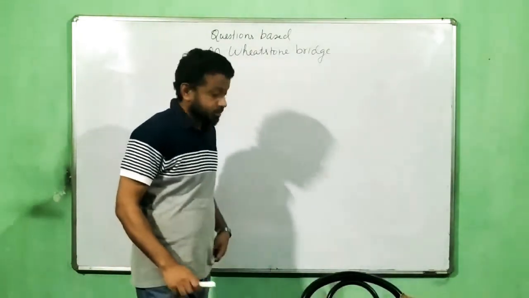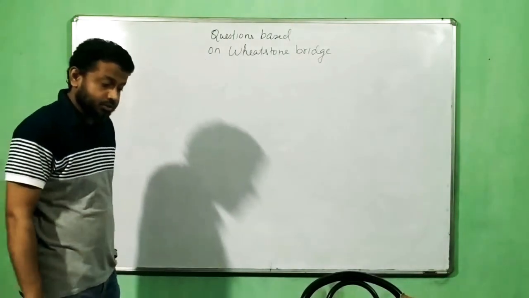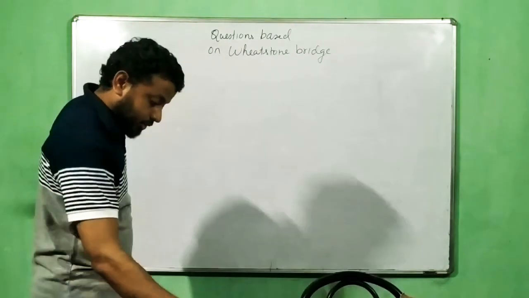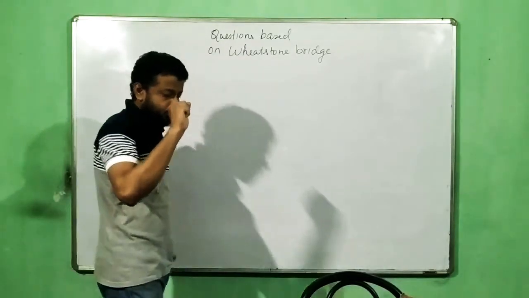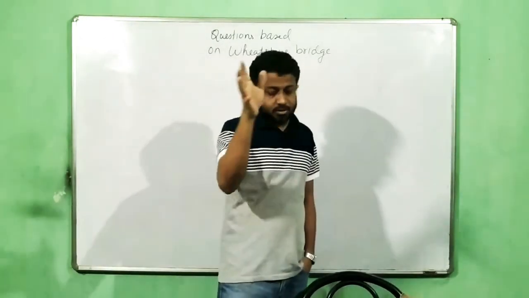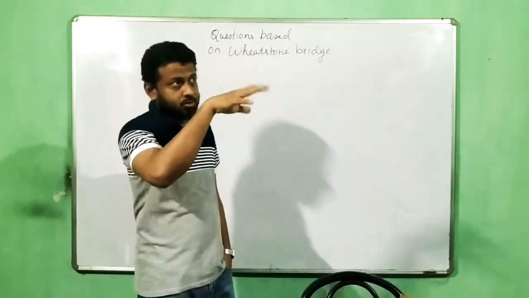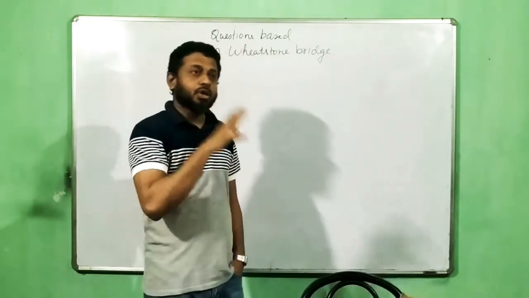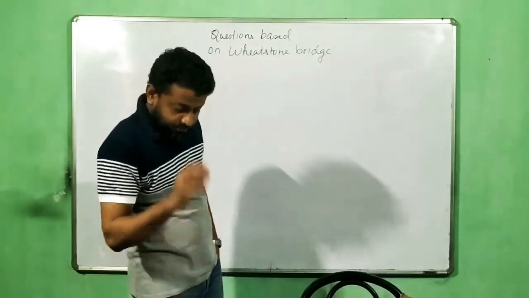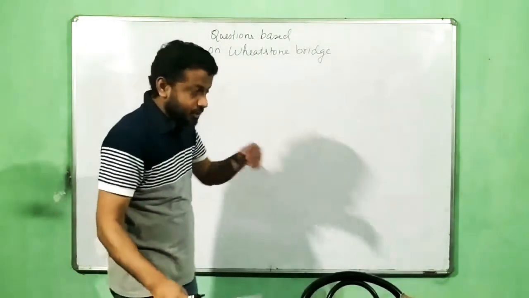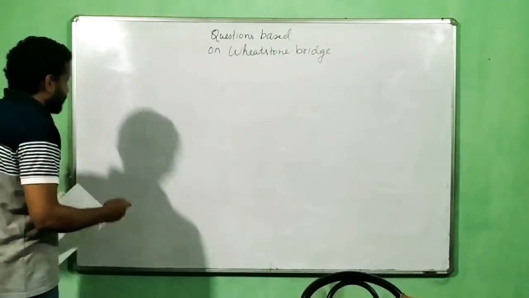These four questions which I have chosen to discuss with you today are very simple. Basically, in three of the four questions, you have to just figure out that it's a Wheatstone bridge. The moment you figure that out, your calculation becomes much simpler. The first question is a Wheatstone bridge only, but it has a slight variation.